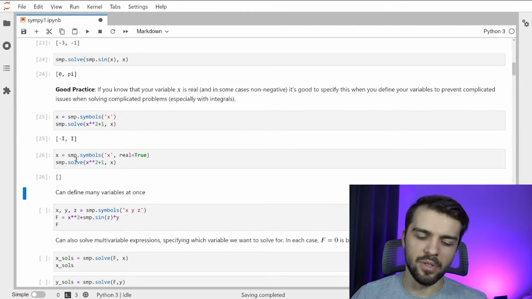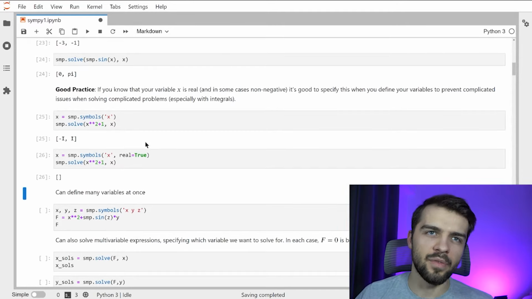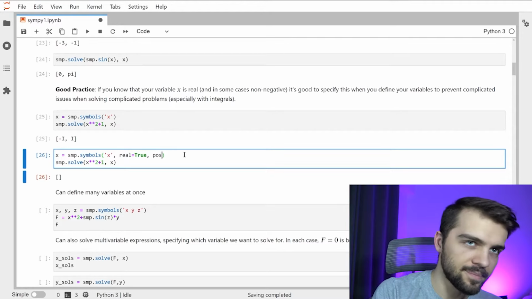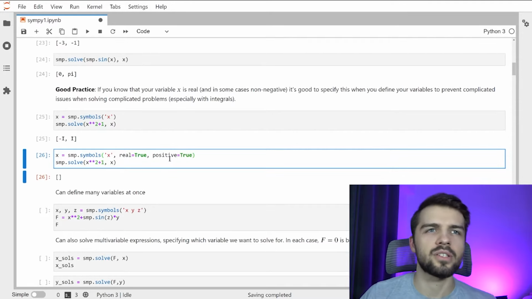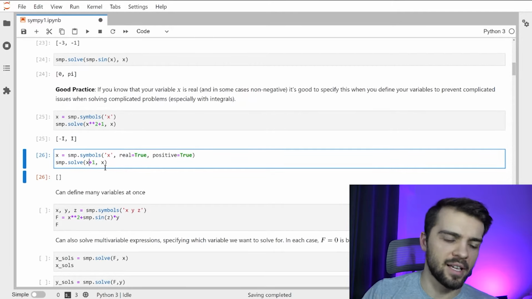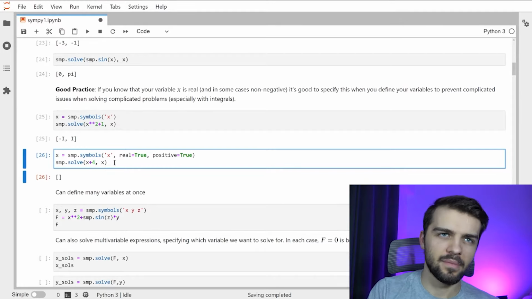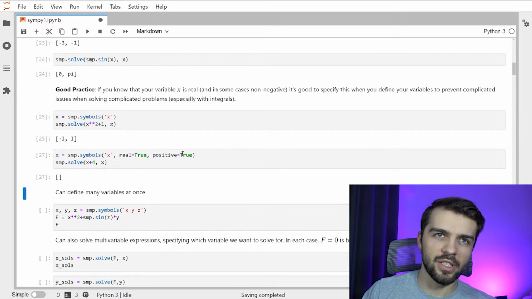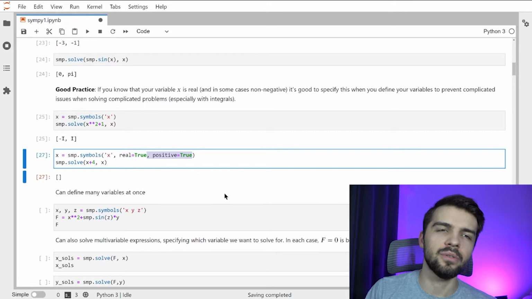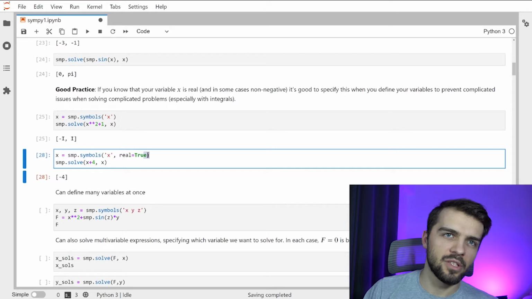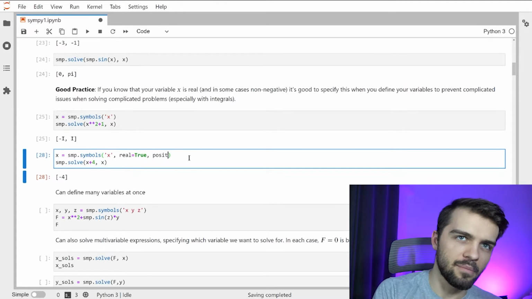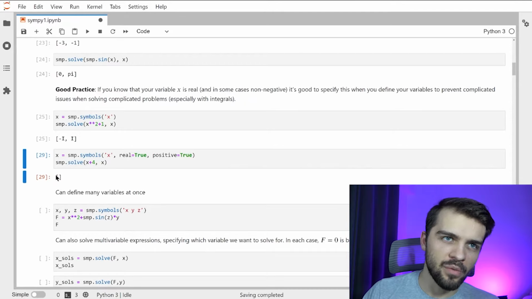So this is the importance of defining the properties of your variable. And maybe you know that it's positive too, right? So suppose I know that positive is true and I'm solving the equation x plus 4 is equal to 0, right? It will give no solutions here. But if I didn't put positive equal to true, well, obviously the solution to this is x equals negative 4, so it will give that answer. So this is another basic example where I can put in more and more properties of the variable, and it will sort of define it like this.